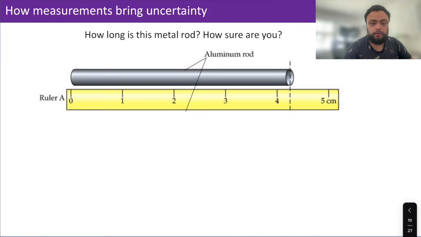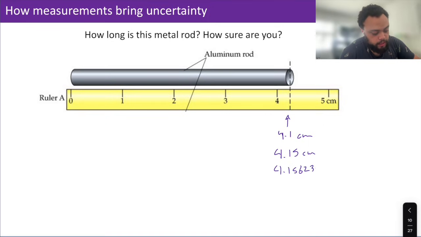However, if I were to ask you about this aluminum rod, how long is the rod? You could say it's 4 point maybe 1 centimeter. Maybe it's 4.15 centimeters. Maybe it's 4.1562382 centimeters. But how do you know? How exactly sure are you?